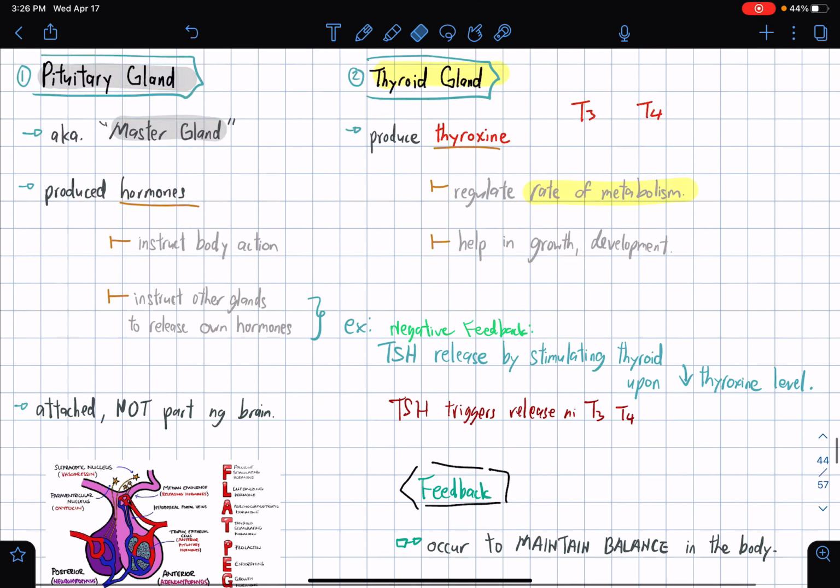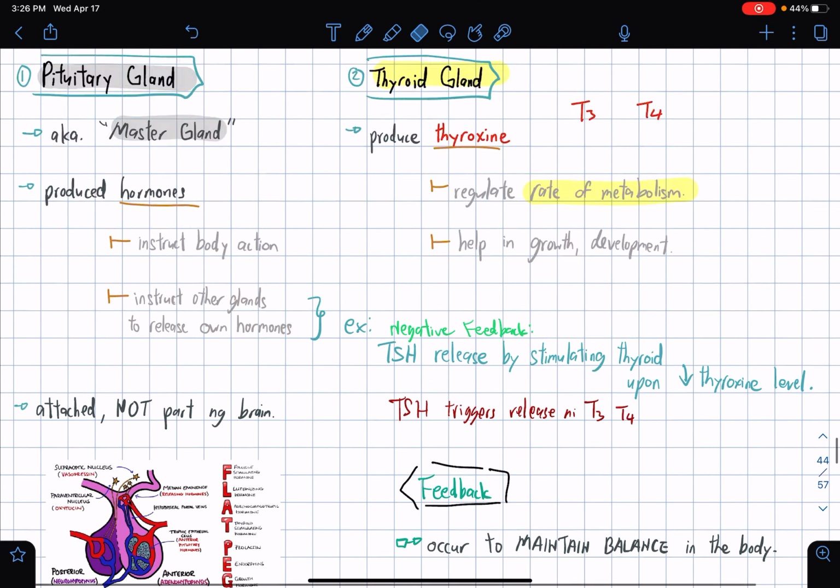Regarding this, for example, negative feedback, TSH, or thyroid stimulating hormone, is released by stimulating the thyroid upon the reduction of thyroxine levels. So TSH triggers the release of T3 and T4. I believe these are hormones as well.